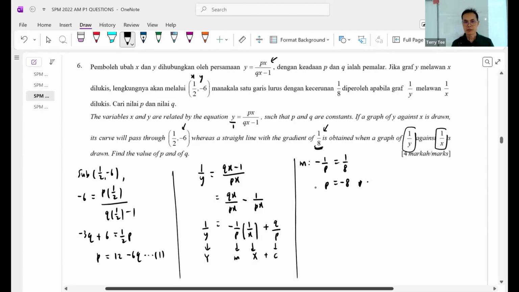Alright, I've got my p. And if I find my q, let us sub inside equation 1. Yeah, but really make p as a subject, it doesn't matter. We have to rearrange it. 12 minus 6q. Bring the negative 6q to the left. Positive 6q. 12 plus 8 is 20. 20 divided by 6, 10 over 3. Q is 10 over 3.